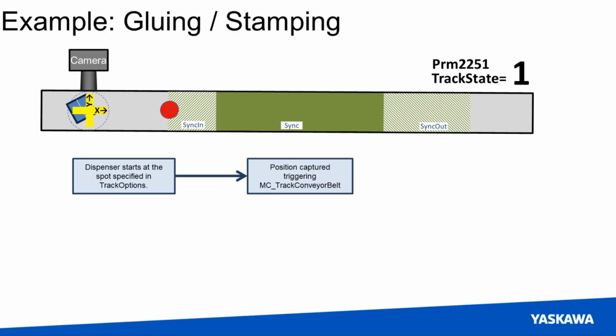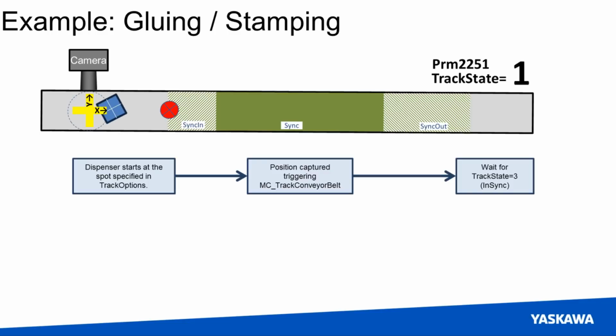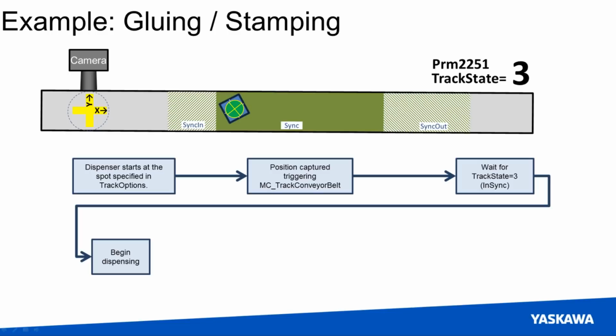So we go to the camera, we capture a position. Somehow the part went under the origin. Now we've loaded that initial object position into our MC track conveyor belt, and it begins to move down. The tool is waiting, and eventually we'll catch up to it. And now our track state has become 3, so we know that we're in sync. Now separately, I have some sort of function block that's looking for that, and as soon as it sees that the track state is in sync, then it will begin dispensing the glue. So it goes green when the glue has begun to dispense.